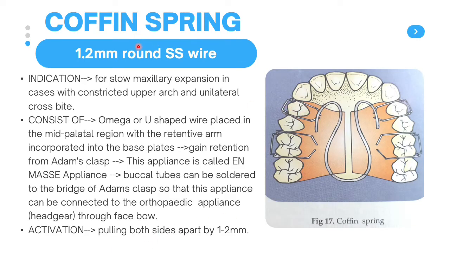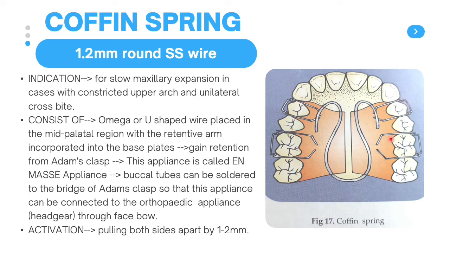This is coffin spring. It uses 1.2 mm round stainless steel wire. It is used for slow maxillary expansion in cases with constricted upper arch and a unilateral crossbite. It consists of U-shaped or omega-shaped wire placed in the mid-palatal region with the retentive arm incorporated into the base plate. And then it gains retention from the Adams clasp.